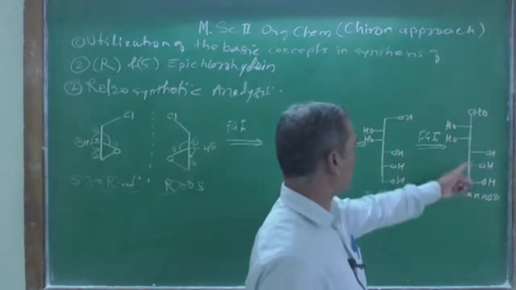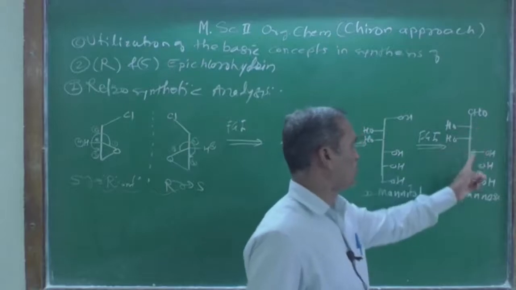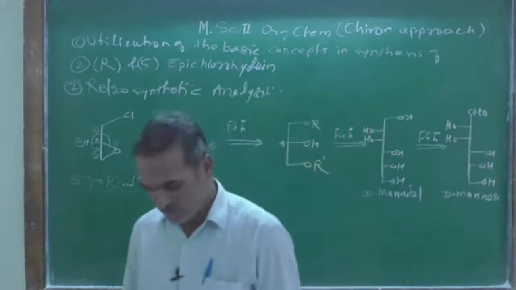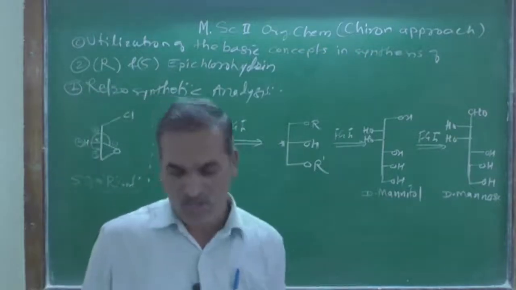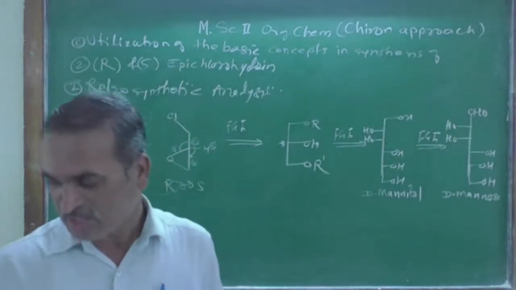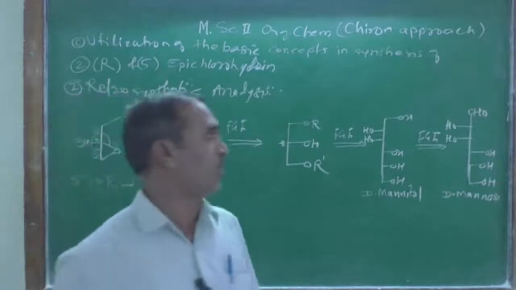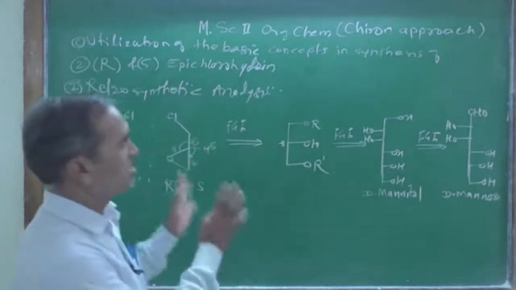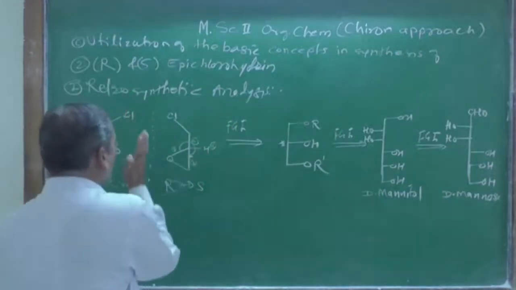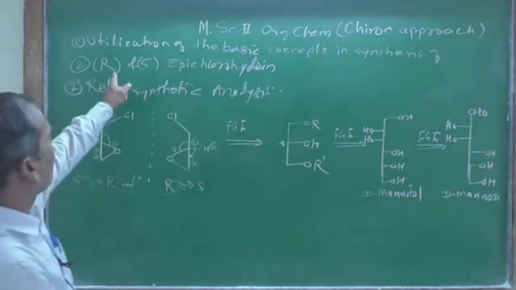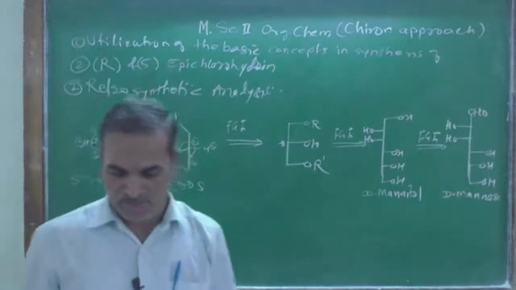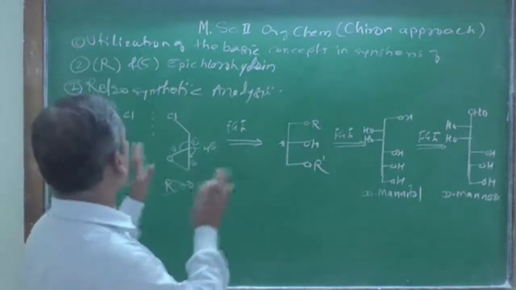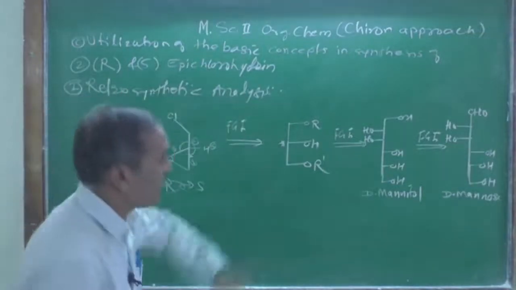How many chiral centers are present over there? 1, 2, 3, 4 chiral centers are present over there. D-mannose is an epimer of D-glucose, and these are readily available. From that we can synthesize our target molecule. Particularly in this case we are going to synthesize R and S epichlorohydrin, right? So this is what we can call the retrosynthetic analysis.